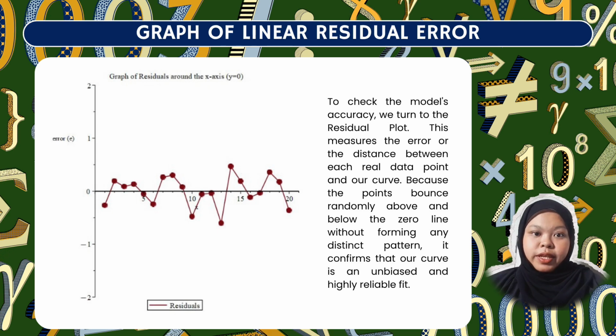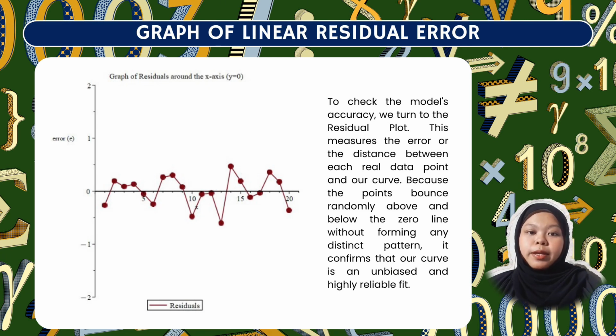Moving on to the graph of residual error, this plot is used to check our model accuracy. It measures the error or the distance between our real data points and the cubic curve. As you can see, the data points bounce randomly above and below the zero line without forming any distinct pattern. This lack of pattern is a good sign. It confirms that our cubic model is unbiased, highly reliable and provides an accurate fit for the data.